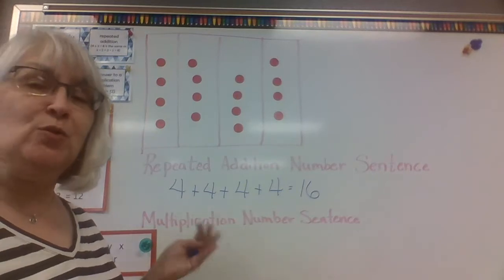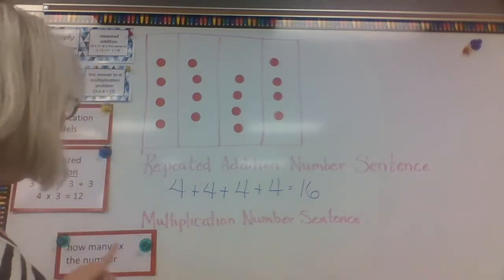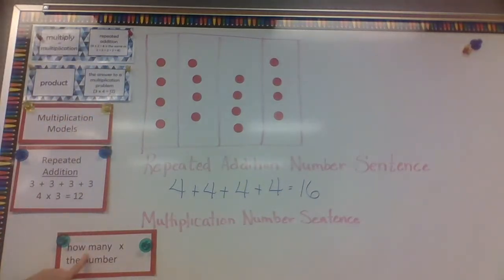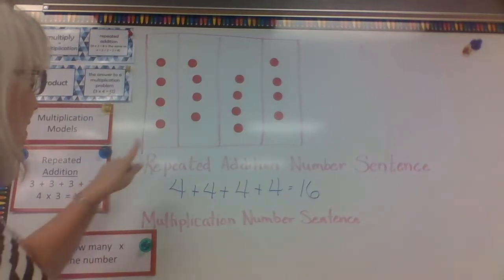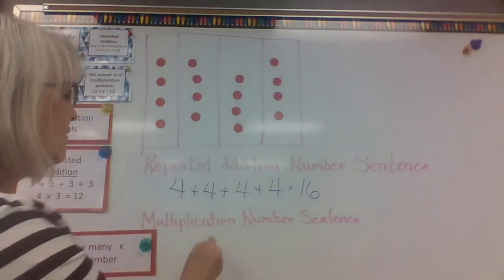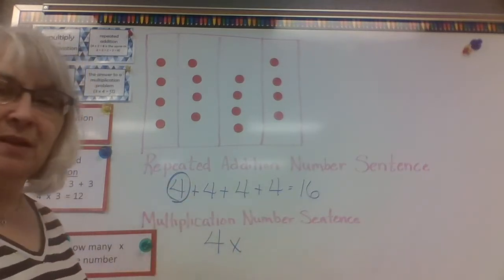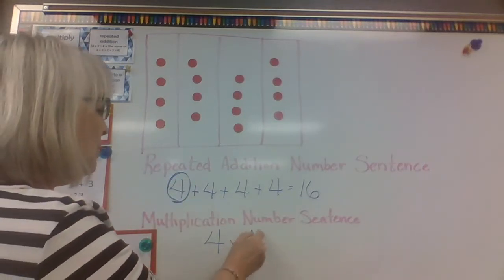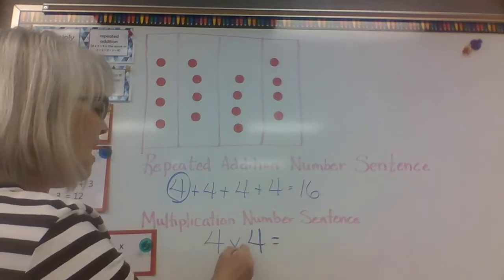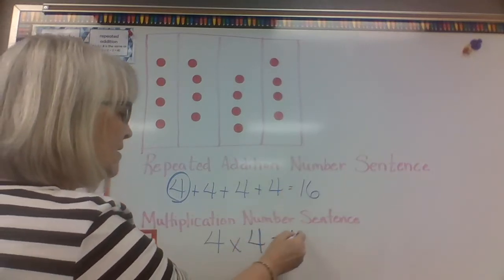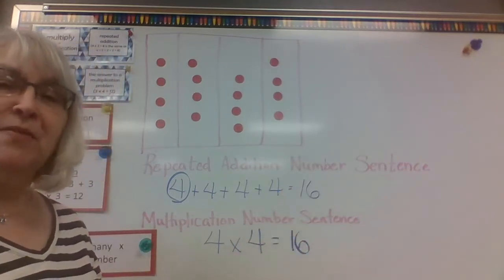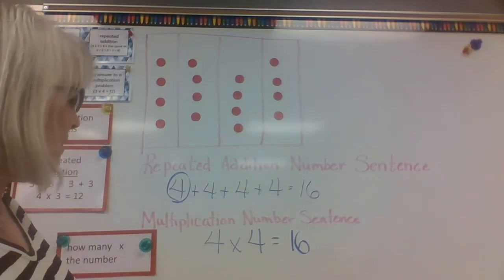Now let's make it into a multiplication sentence. Remember, it's how many times did we write the number 4? How many 4s are there? There are 4 of them. Times, what's the number we repeated over and over? 4. 4 times 4 equals 16. And that is correct. 4 times 4 equals 16.